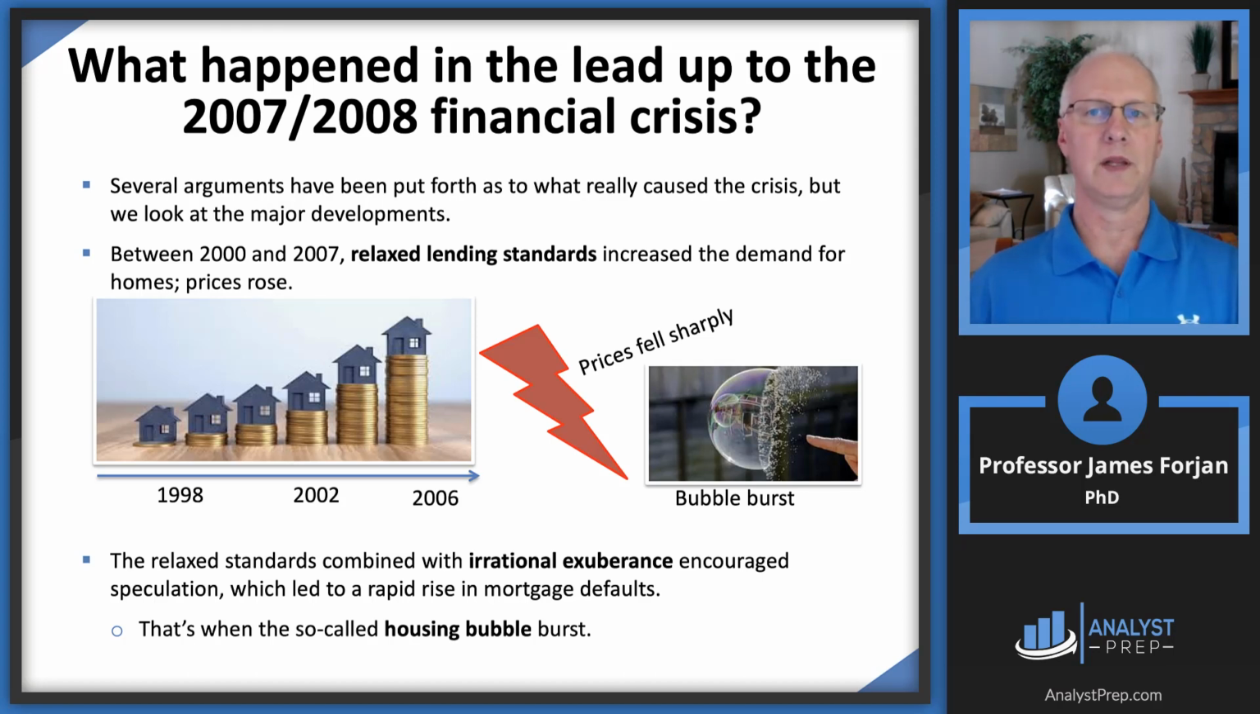All right, what happened in the lead up to the 2007-2008 financial crisis? Lots of arguments. Regular readers of the Wall Street Journal will have a pretty reasonable take on what led up to this financial crisis. But essentially what happened is that starting sometime in the 1990s, there was economic expansion during the Bill Clinton presidency years in the United States, and that led directly into increases in housing prices. And this continued through the George Bush years.